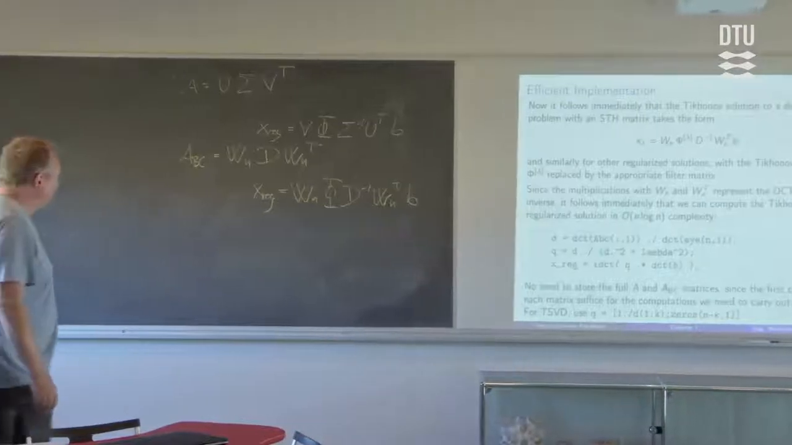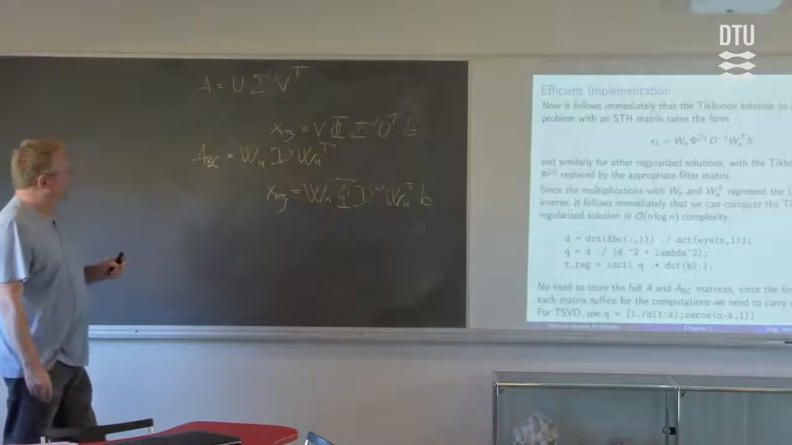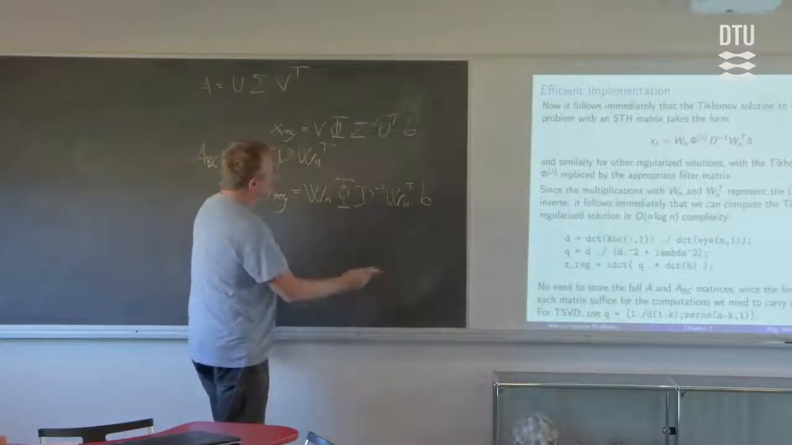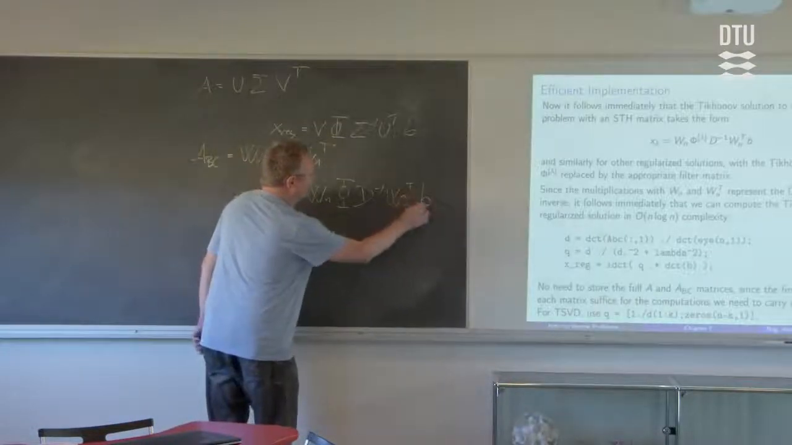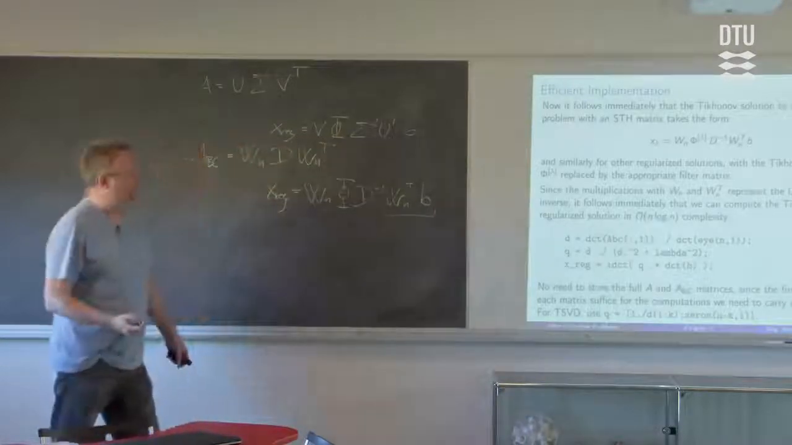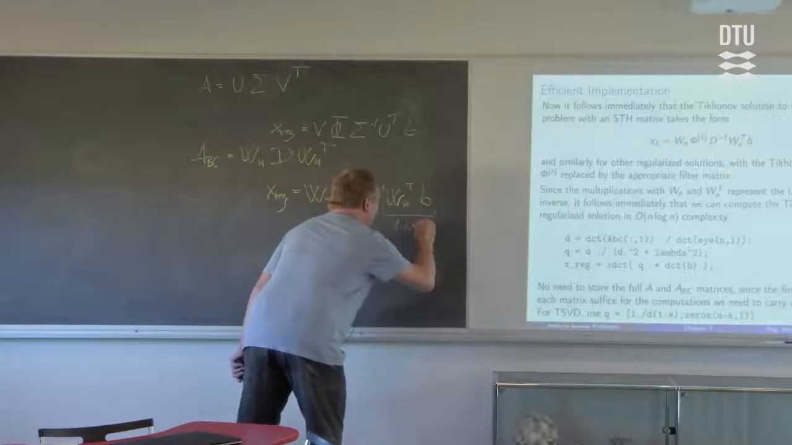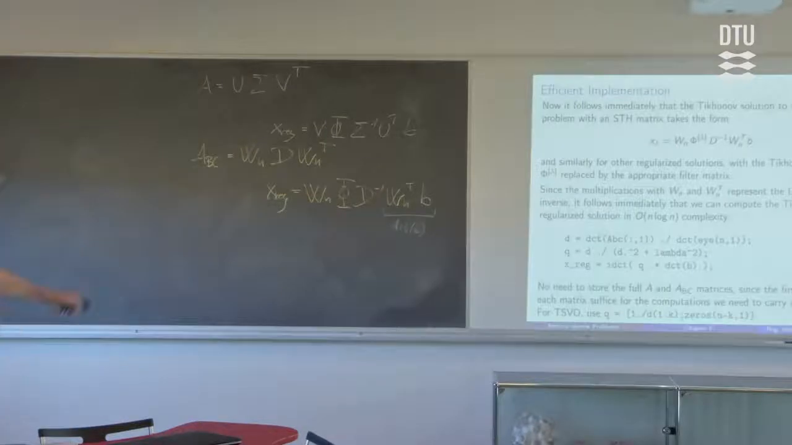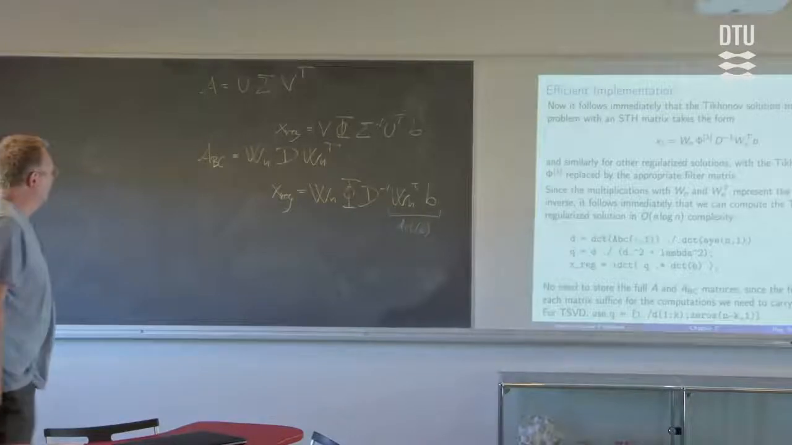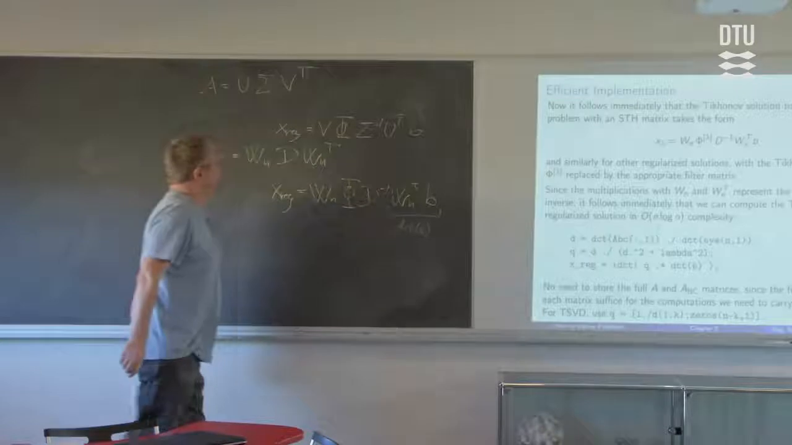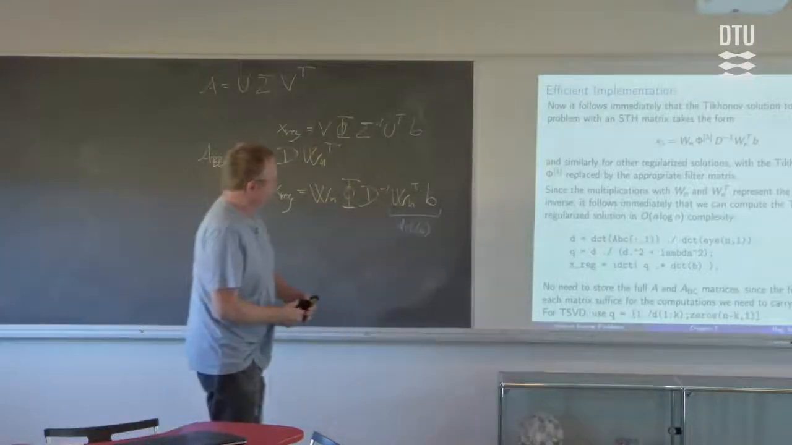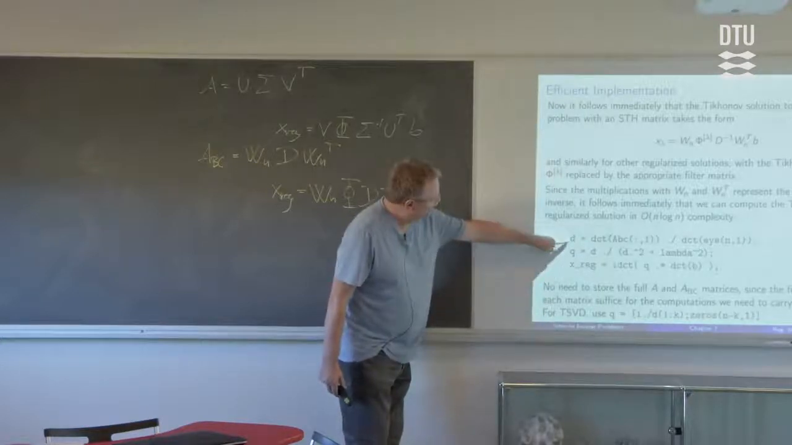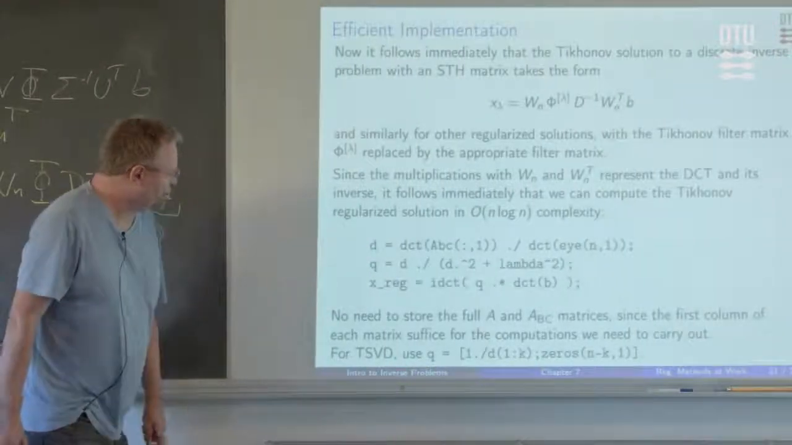Now we look at this expression here, and we start to recognize computations that we want to do. I already mentioned that when you multiply W_N transpose to a vector, that's actually computing the DCT. So this here is the DCT of B. Instead of actually forming that matrix and multiplying, you just call the MATLAB function dct of B, and then you have that vector sitting right there. And then I already told you how to compute the elements of D. So that's the specific MATLAB code that we have here. We do this computation with two DCTs, and then we get a vector that holds these eigenvalues.